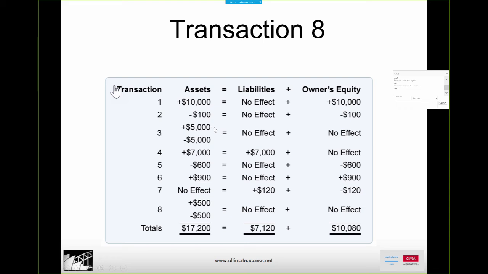So they debited the asset account 5,000, credited cash account. Is there an impact on the owner's equity? Nothing. The next one was 7,000, right? When they went and took out a loan from the bank. When they did that, a liability is created, but there is no impact on equity, right?